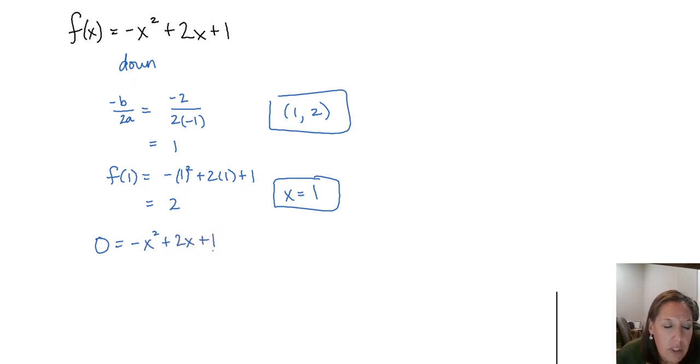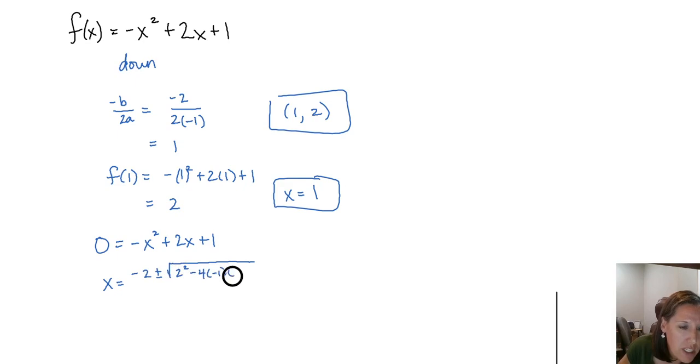Again, on this one, if we multiply a times c, we get -1. There are no factors of -1 that add to +2. So we are going to have to use either completing the square or the quadratic formula. So -2 plus or minus the square root of 2² - 4 times -1 times 1, all over 2 times -1. We get -2 plus or minus, underneath that square root, 2² is 4, and then -4 times a -1 times a 1 is going to be +4, so that's going to give us a square root of 8 over -2.